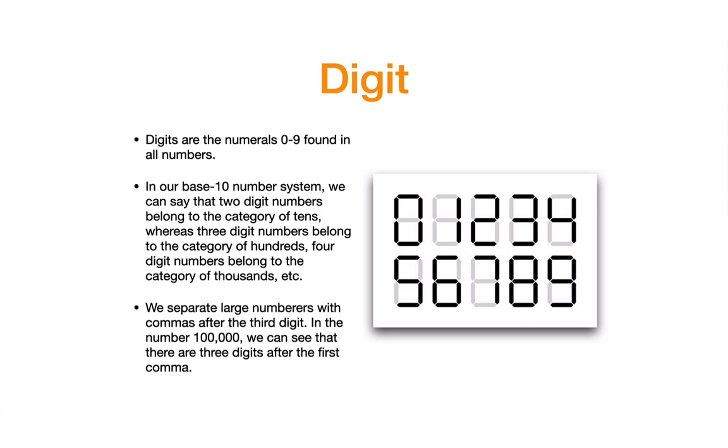In our base 10 number system, we can say that 2-digit numbers belong to the category of tens, whereas 3-digit numbers belong to the category of hundreds, 4-digit numbers belong to the category of thousands, etc. We separate large numbers with commas after the third digit. In the number 100,000, we can see that there are 3 digits after the first comma.